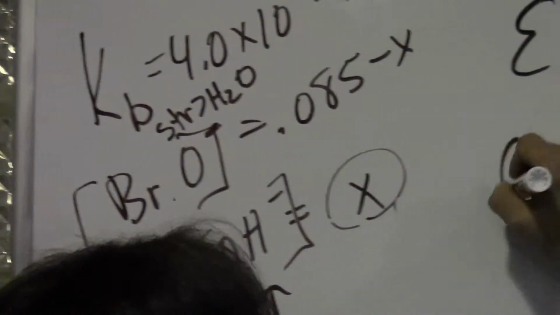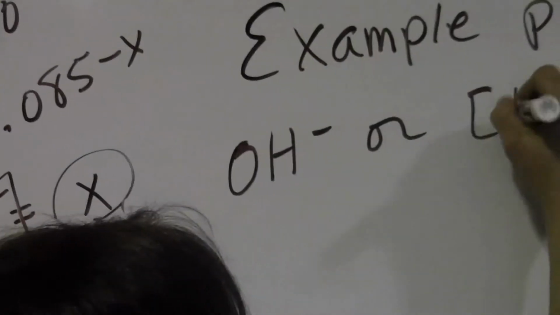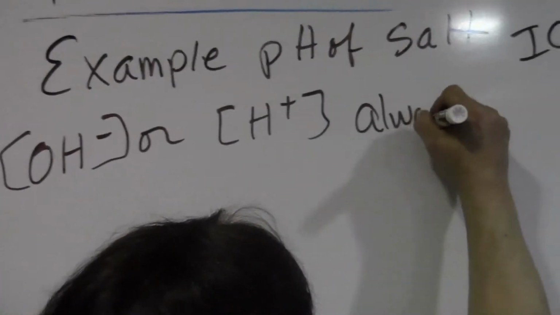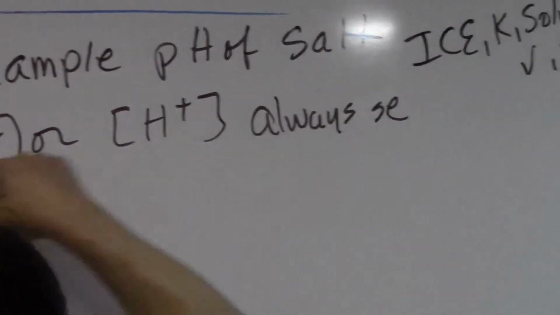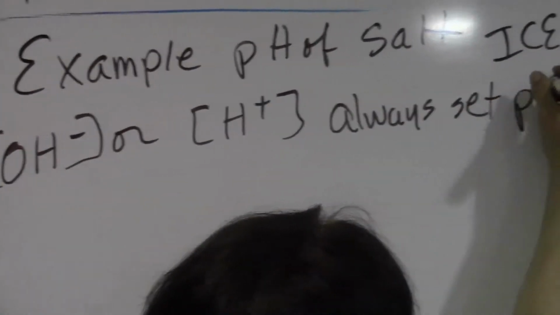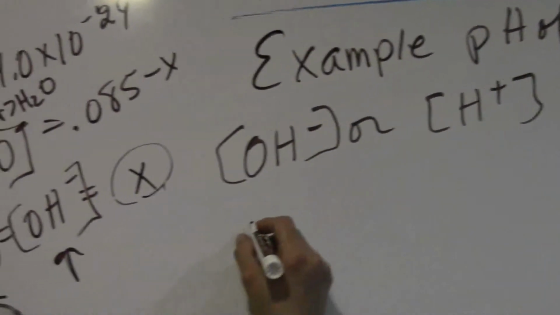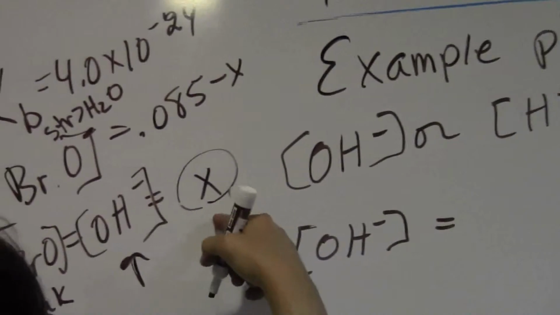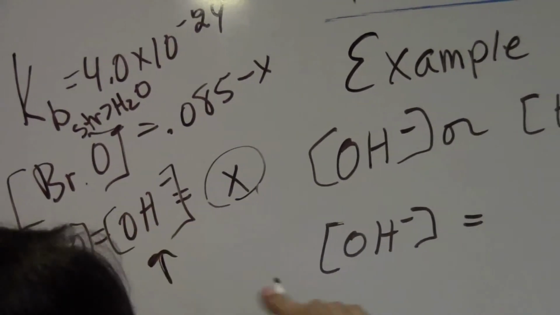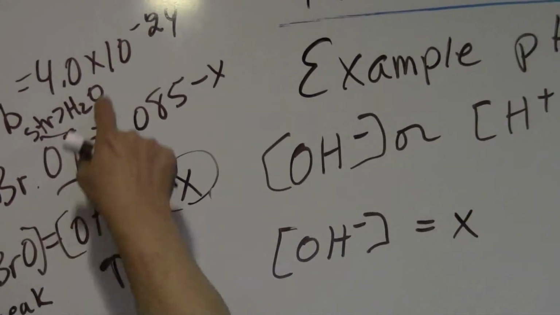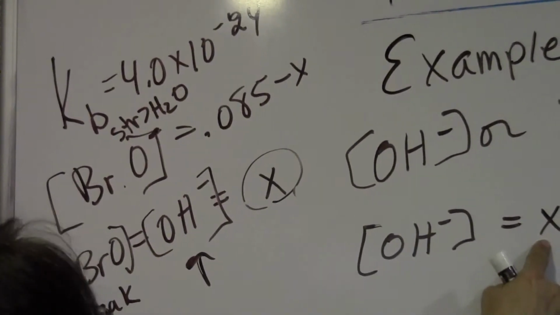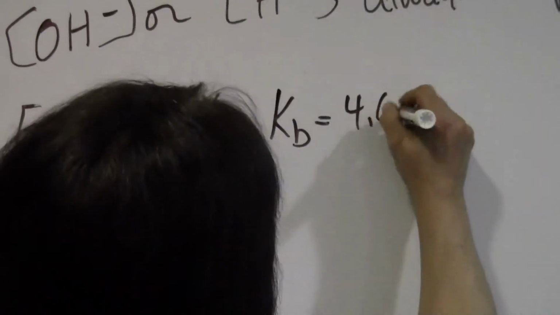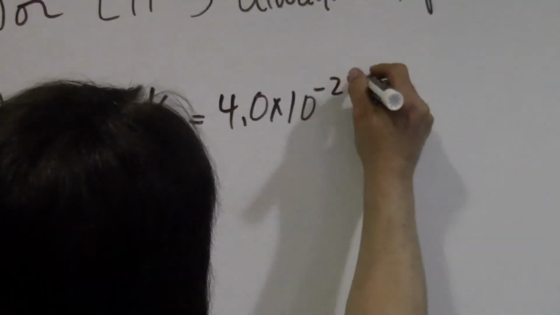Whenever you see an OH minus or an H plus at equilibrium, they will always set the pH because they are the strongest base and the strongest acid. Since we have OH minus equal to X, we can use our K sub B now to solve for the X. So our K sub B, ICE, K, solve, 4.0 times 10 to the minus 24th.